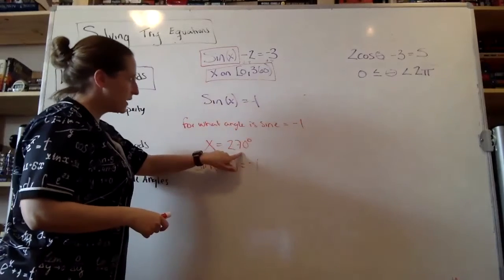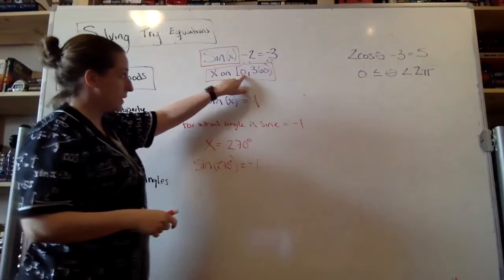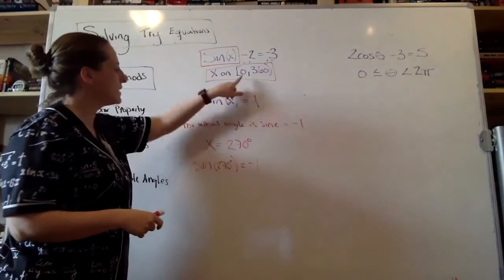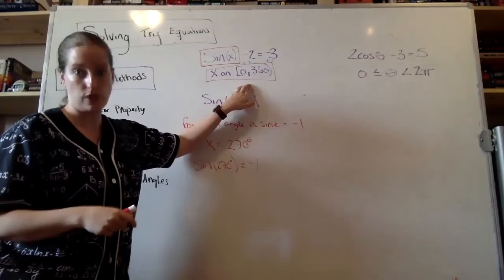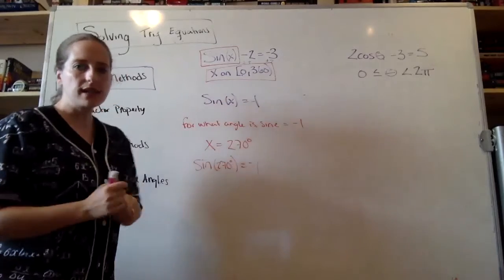Now notice that 270 is in the interval that I need. It's between 0 and 360. Also notice that I gave my answer in degrees because my interval was given in degrees. Okay, let's look at the next example here.